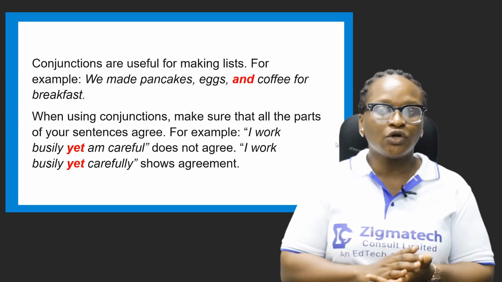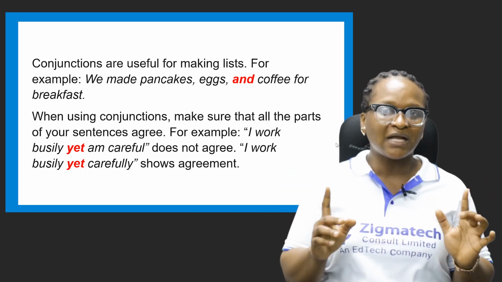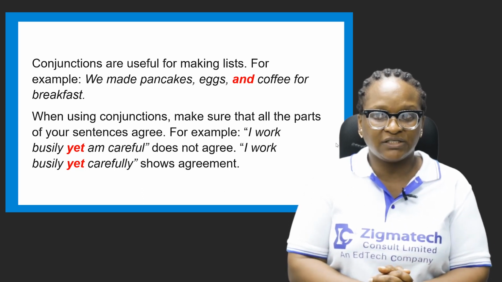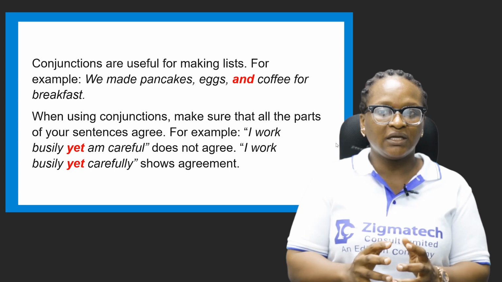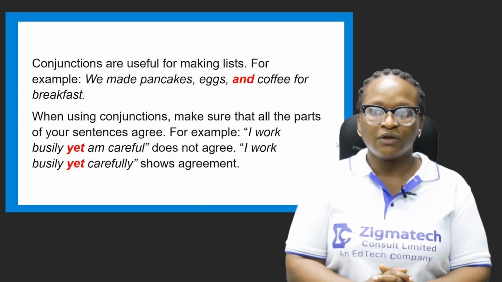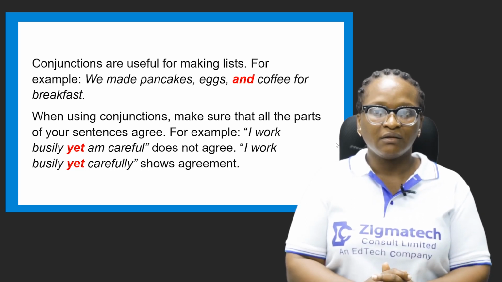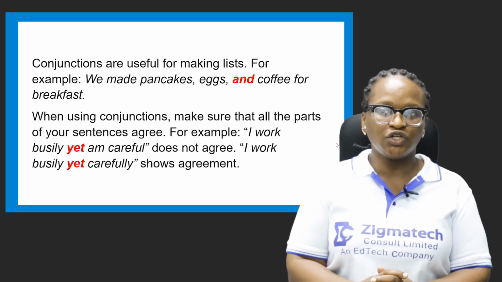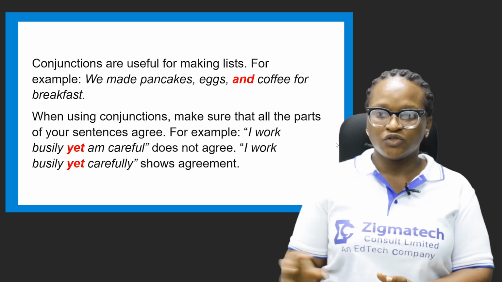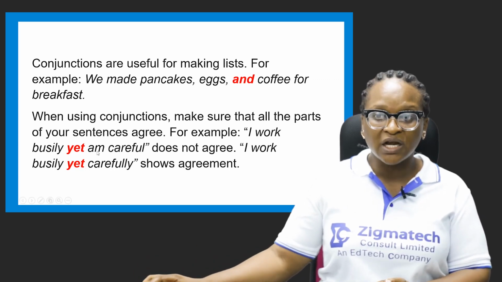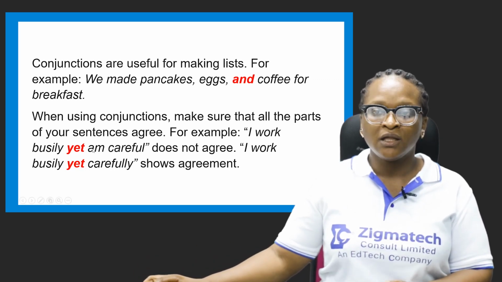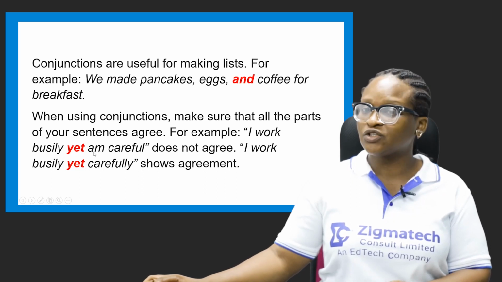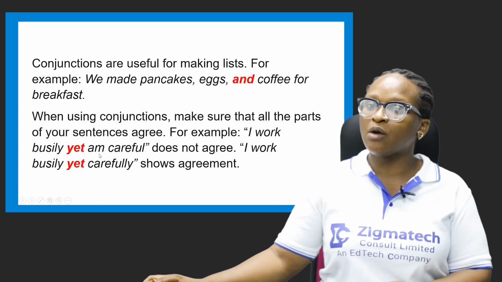So when using conjunctions, make sure that all the parts of your sentences agree. Exactly, they have to agree. For example, "I work busily, yet I'm careful" does not agree. "I work busily, yet carefully" shows agreement. And again, I want to clear something: this "I'm careful" is wrong. I intentionally put it that way because that's how people write at times.